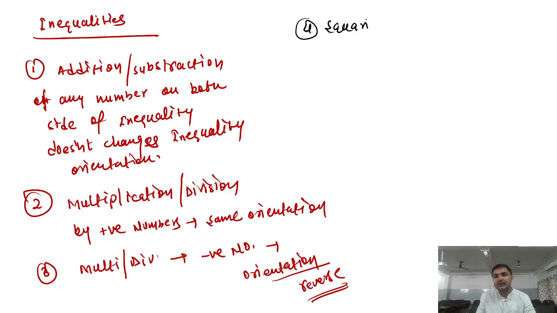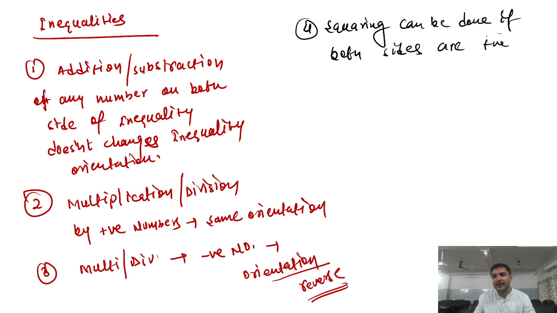So squaring can be done if both sides are positive, right? Then only we can do squaring. Otherwise squaring will change our answers in that case, right? So these are the basic rules you need to follow while solving inequalities, right?